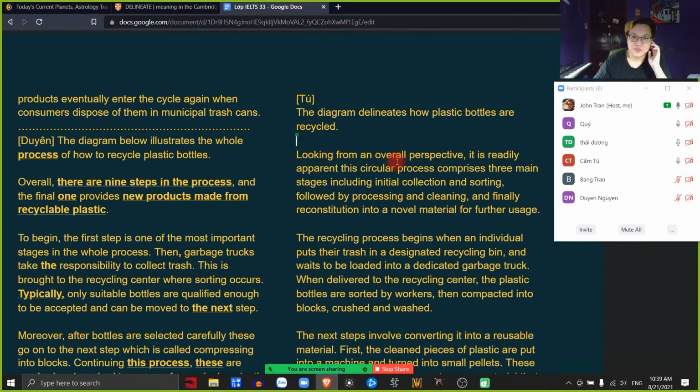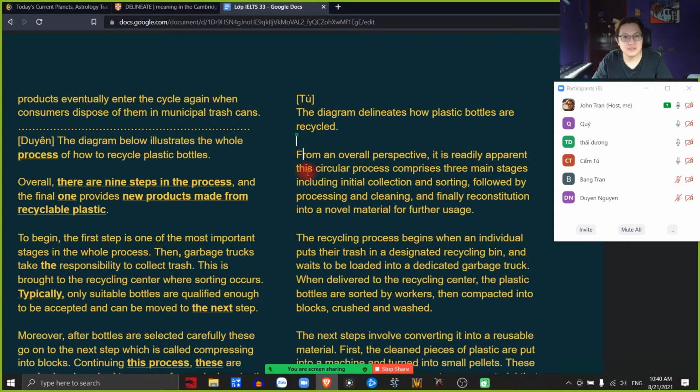Looking from an overall perspective, nhìn nhận từ một cái nhìn chung ha. You do not need to look like this from an overall perspective. You can just say from an overall perspective. Không cần phải nêu hành động tôi nhìn. Cái chữ perspective, điểm nhìn là nó có chữ nhìn ở đó rồi. The word perspective also has the word spect, which means to look already. So you do not need to say looking from something, okay?